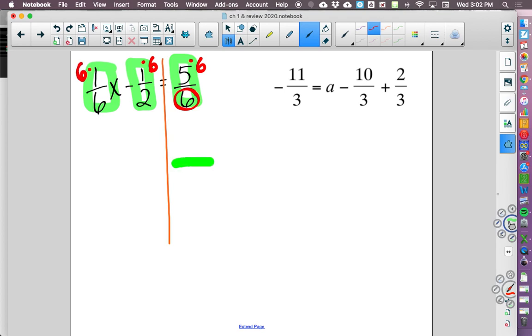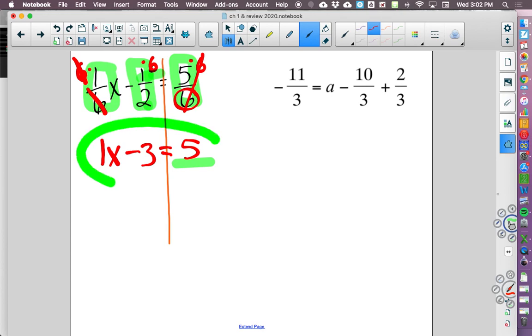On this here, our 6's cancel out and we're left with 5. On this here, 6 times 1 is 6, and 6 divided by 2 is 3. And that's a subtract. And here, my 6's cancel out, and I'm left with 1x. Now, if you notice, this equation is much easier than looking at the one above it, but it's the same thing.